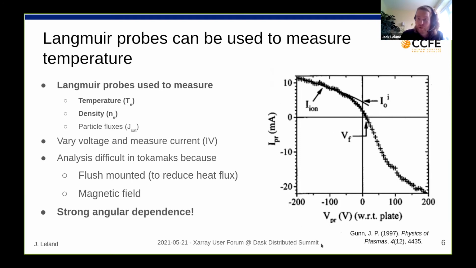So here is an example of an IV characteristic, which has got the voltage sweep on the bottom and the probe current on the y-axis. And by interpreting this IV characteristic, you can gain information of the temperature and the density, basically. In tokamaks, this is a bit of a problem using Langmuir probes because, as I said, it's way too harsh an environment to just stick something into the plasma. And the fact that you've got these very strong magnetic fields also complicates the analysis. So basically you end up with this strong angular dependence.